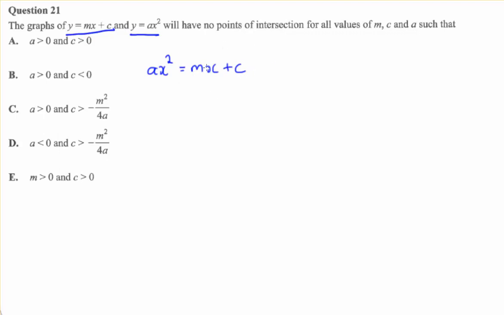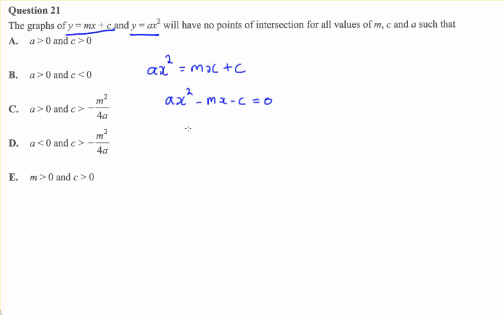Well, let's try to solve for those x values. Let's put mx plus c on the other side of our equation, and we get a quadratic with a, m, and c as these quantities here and here. Now, if we want no points of intersection, this quadratic should have no solutions. If it has no solutions, then this equation has no solutions, and these two graphs won't intersect.